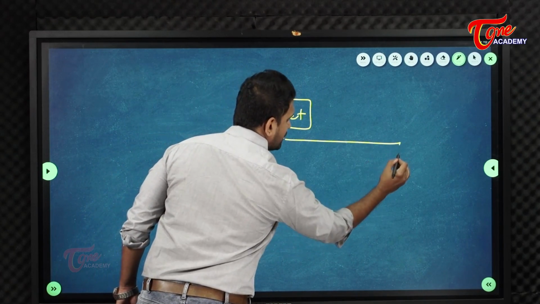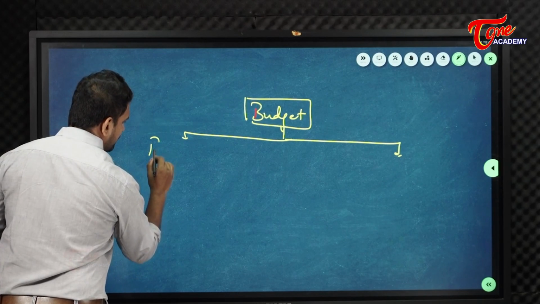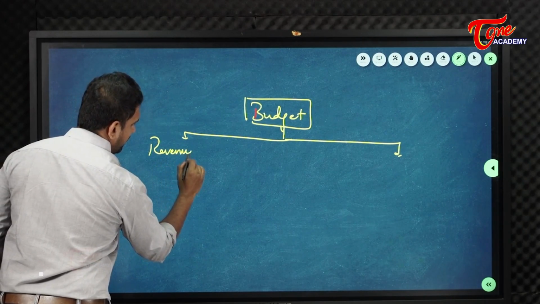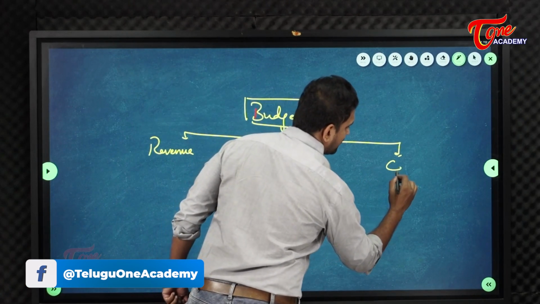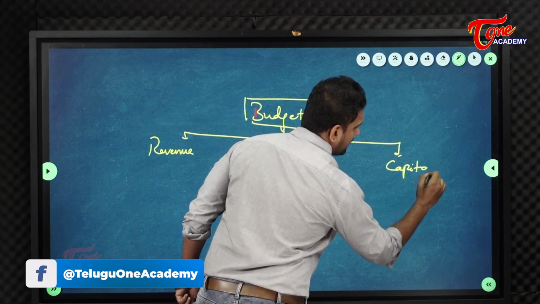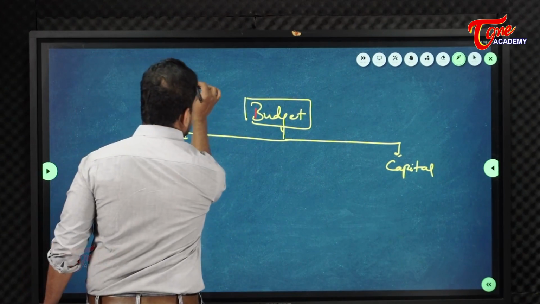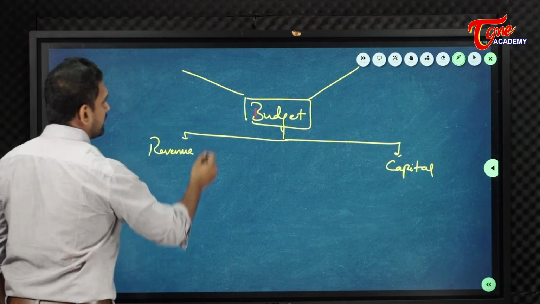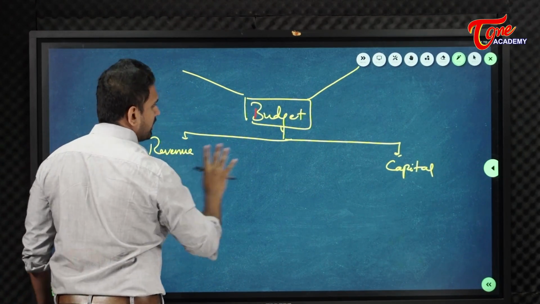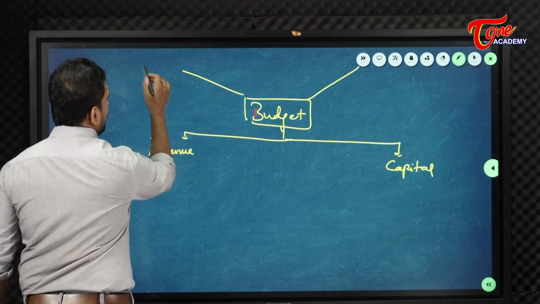The budget generally has two important components. One is the revenue component. Another one is the capital component. It could also be considered in this way, but this is a very generalized one. It consists of here also, it consists of there also. Budget could also be classified in the form of what?